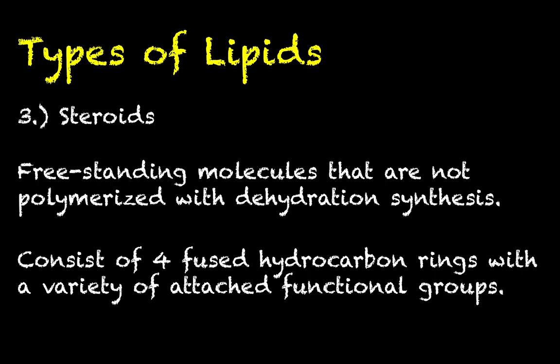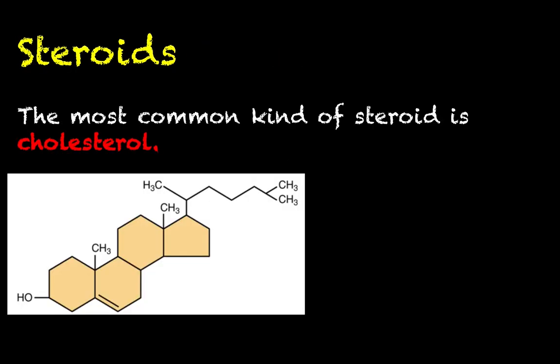A steroid molecule is going to consist of 4 fused hydrocarbon rings, kind of looks like a little bit of a honeycomb shape, so they should be fairly easily identified. And on this 4 fused hydrocarbon ring backbone, we can see a variety of different attached functional groups which will give these steroids different properties. The most common kind of steroid in the human body is cholesterol, as you can see here.